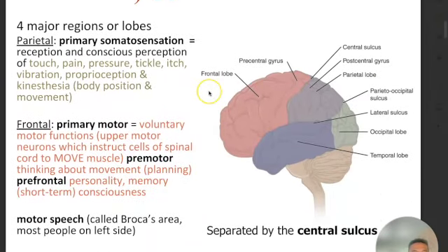Cerebral cortex, there are 4 major regions. Parietal, primary somatosensory, receptor and conscious perception: touch, pain, pressure, tickle, itch, vibration, all those, body position. All these are somatosensory. Somato again means body, and sensation is sensation.